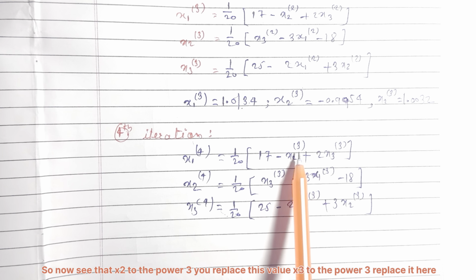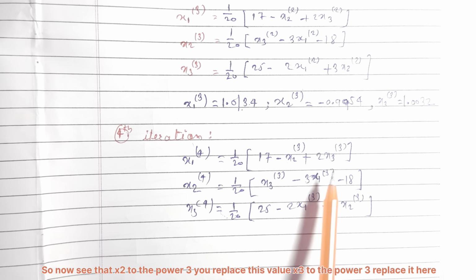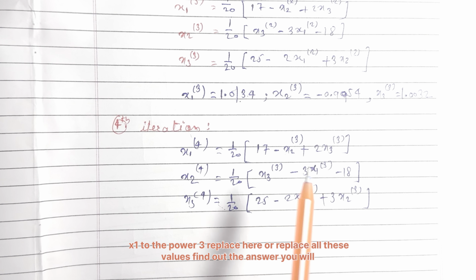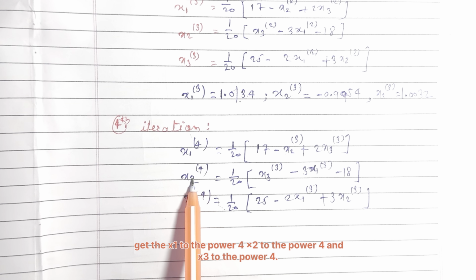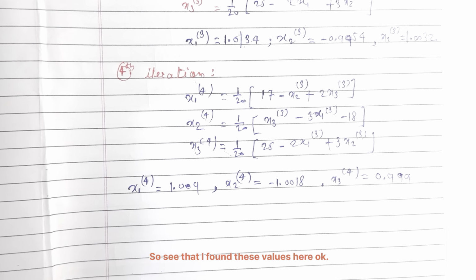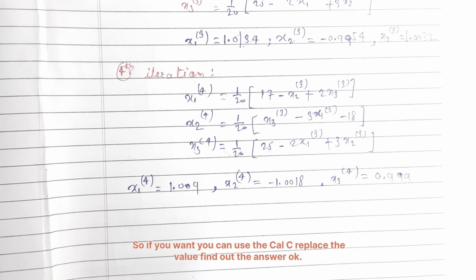So now see that x2 to the power 3, replace this value, x3 to the power 3, replace it here, x1 to the power 3, replace here. Replace all these values and find out the answer. You will get x1 to the power 4, x2 to the power 4, and x3 to the power 4. I found these values here. If you want, you can use a calculator, replace the values and find the answer.